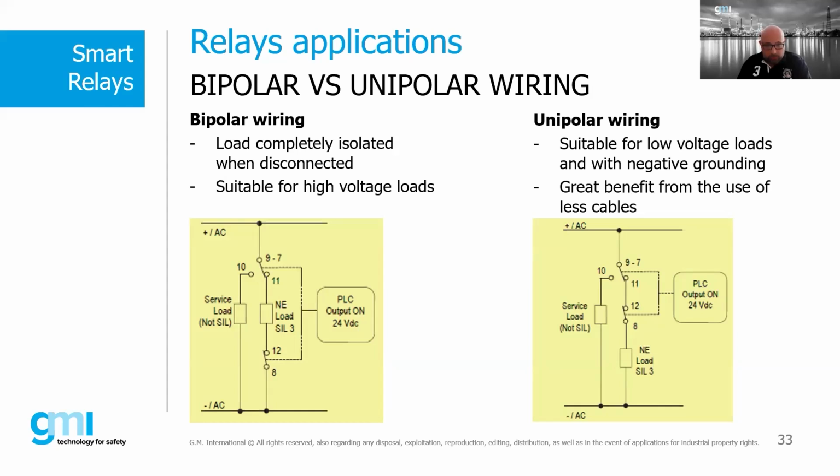A unipolar connection isolates the load only on one of the two power supply lines, and this connection is the one that usually saves more cable and wiring cost.